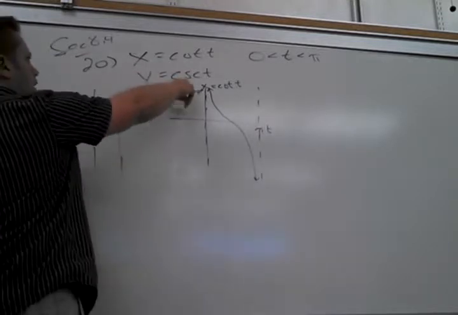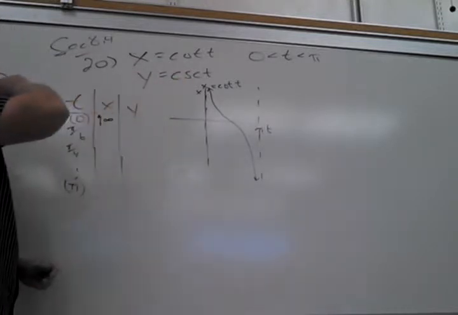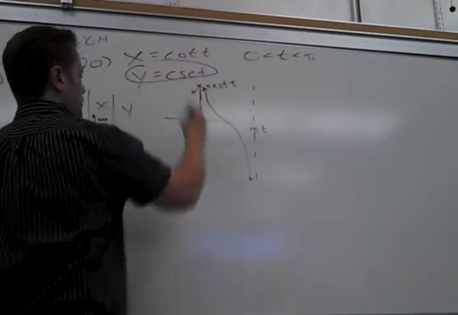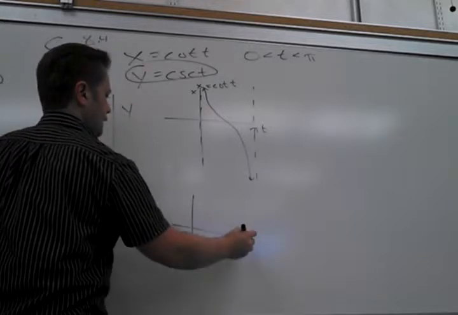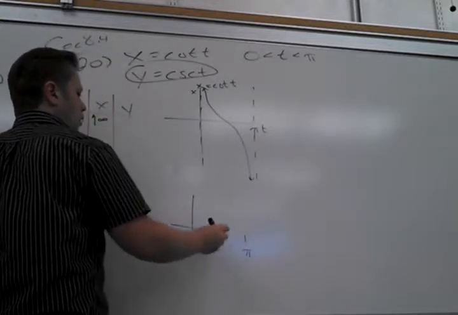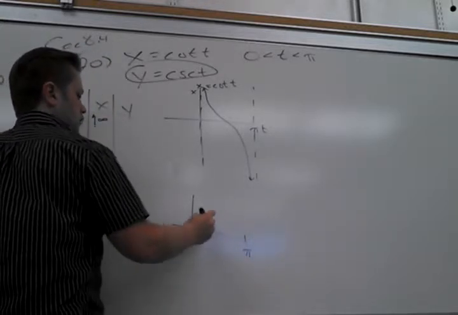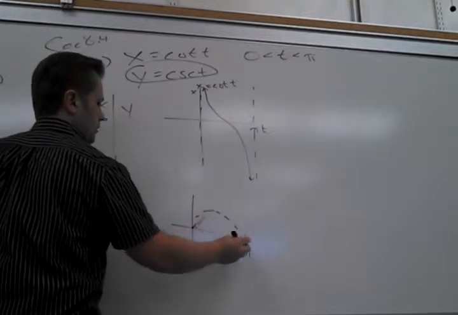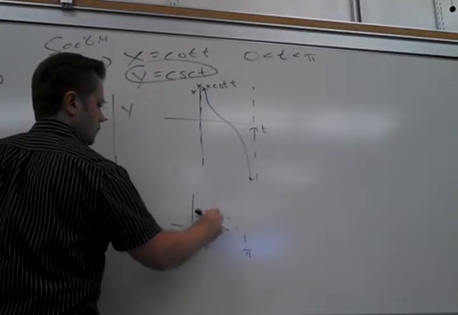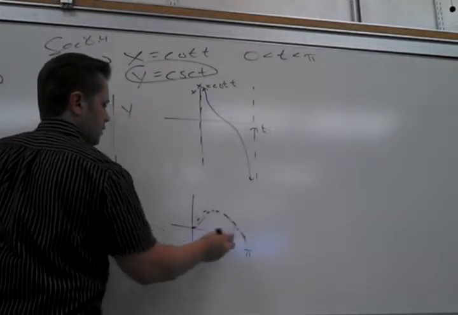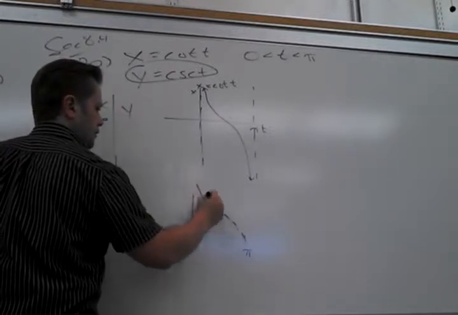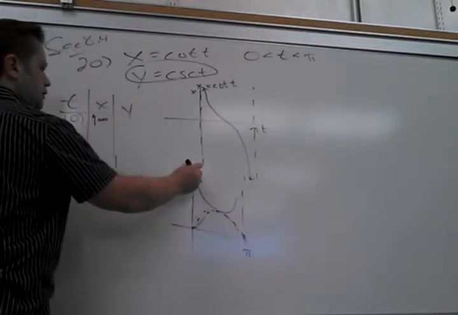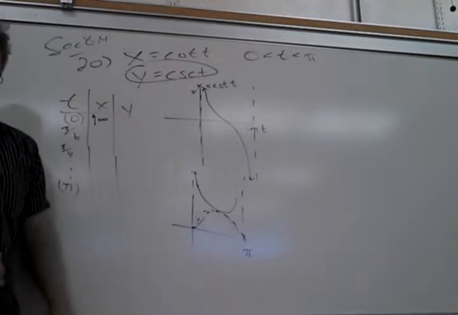And what does the y do? What's the y piece do? Again, what does cosecant look like there? Cosecant sits on top of the sine. So here's the sine, and then cosecant would be like this. Again, it's got asymptotes here and here. So as you try to let t go to 0, that's going to go to infinity.